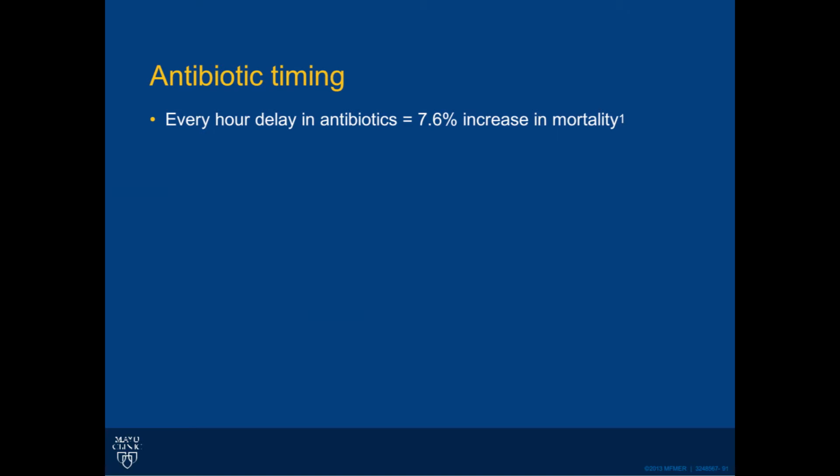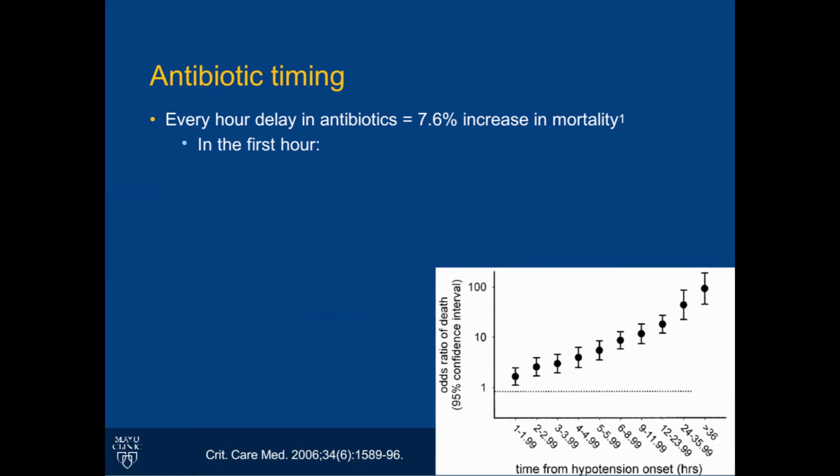This is one study from 2006. It's the one that's always cited because it found the biggest difference. It says that there's almost an 8% increase in absolute mortality for every hour that antibiotics are delayed. So if you get it in the first hour, about 83% of those patients survived. Within 30 minutes is 83%, and within an hour, 78%.